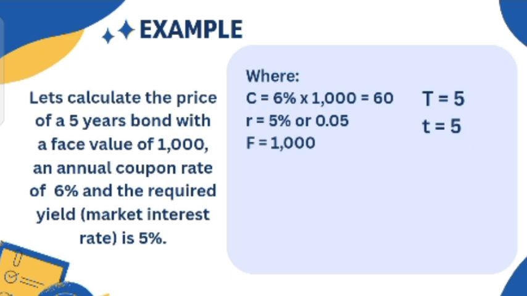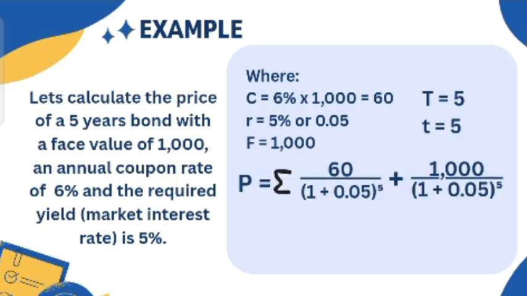So to calculate it, we're going to use the formula of the bond pricing. P is equal to the summation of 60 over the quantity of 1 plus 0.05 raised to the power of t, plus 1,000 over the quantity of 1 plus 0.05 raised to 5. So our P here, or our bond price, if we calculate it in the calculator, the result is 830.53.